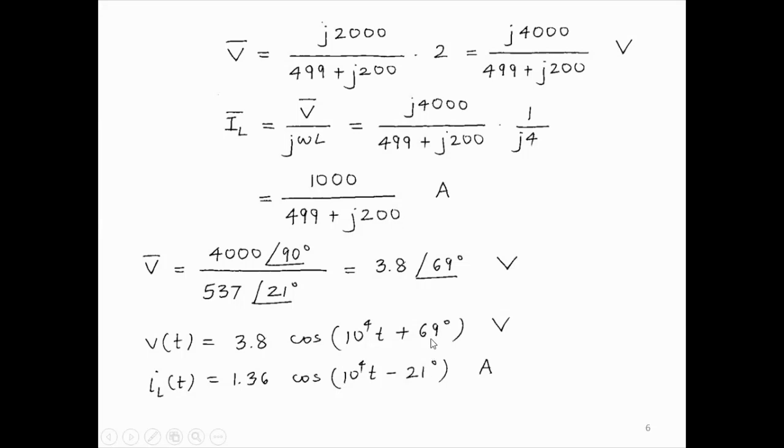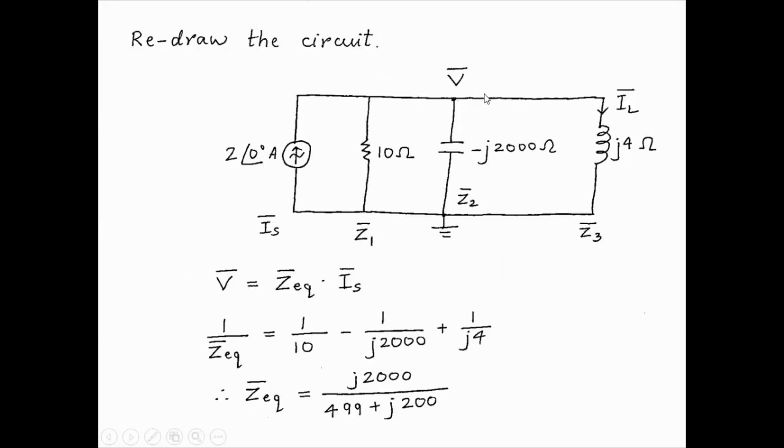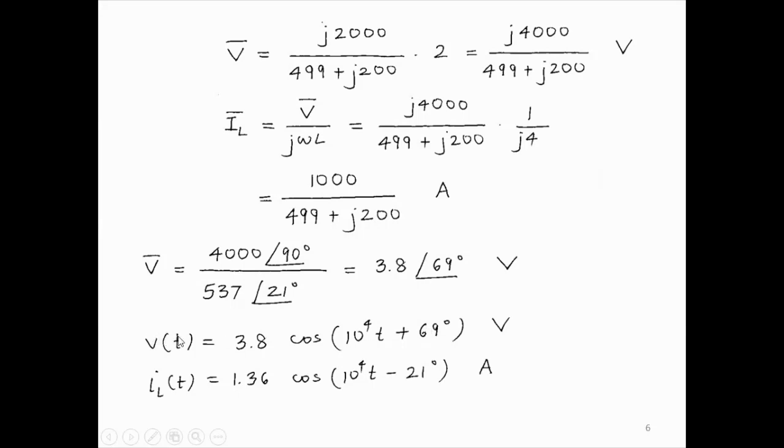Again, one quick check when the circuit is this simple: if we go back, the voltage V and the current IL are the voltage and current for the inductor. For the inductor, the current will lag the voltage by 90 degrees, as we had seen last time. So the phase difference between V and IL has to be 90 degrees. As we can see, the difference is 69 minus minus 21, which is 90 degrees, as it should be. So it's a quick check in case the circuit is simple.